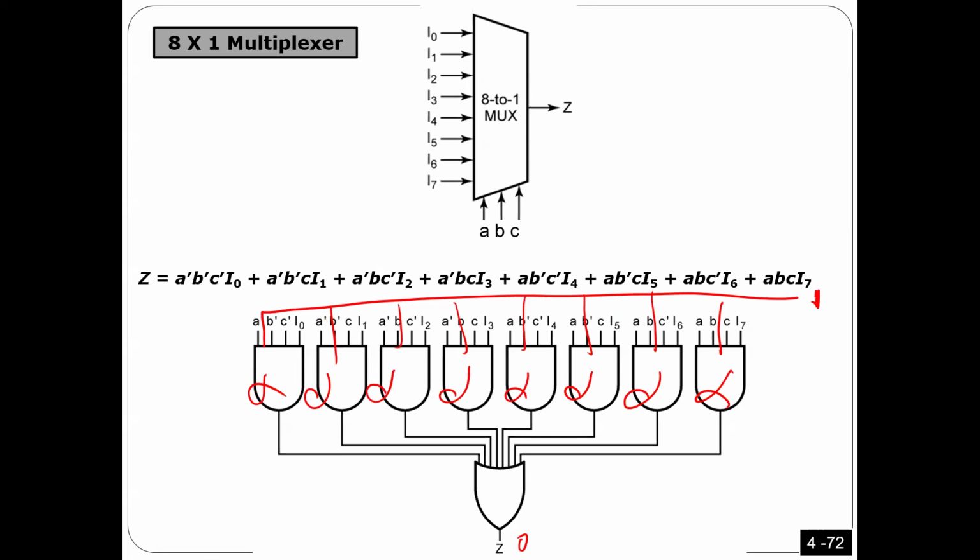If you want to make it active low instead of active high, very easy. All you have to do is add an inverter here, so that 0 is going to enable and 1 is going to disable. Any questions? Okay.